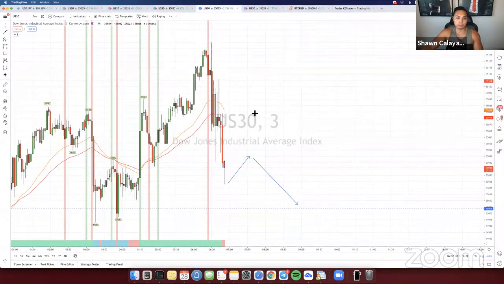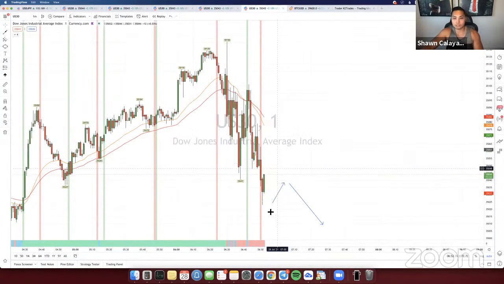Looking here on the 3-minute, we're going to look for a retracement up, and we're going to catch it as it comes back down. Same with the 1-minute over here. We're going to watch this as it retraces up, and then we're going to catch it as it comes back down. So this is fine.